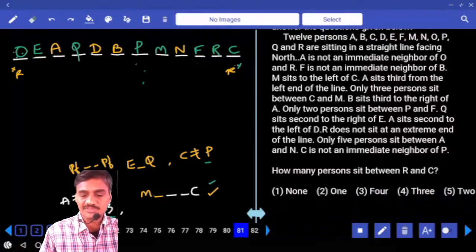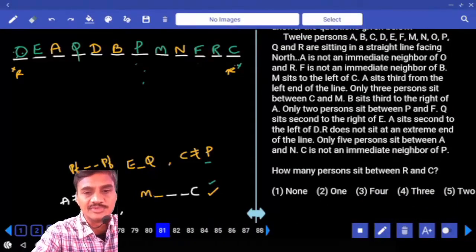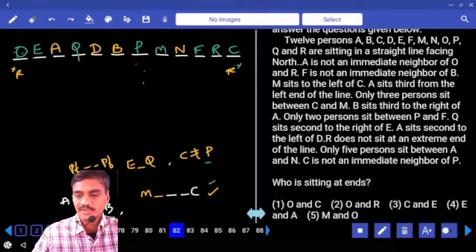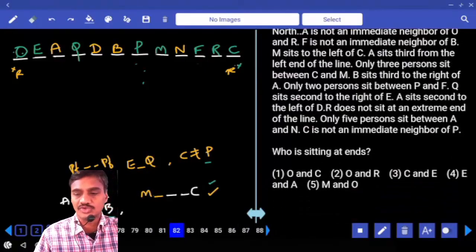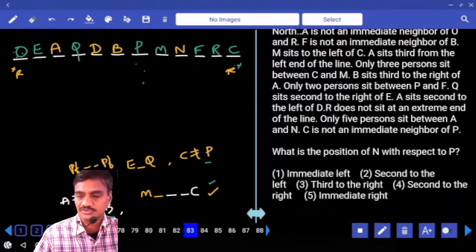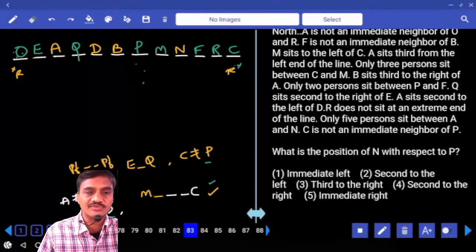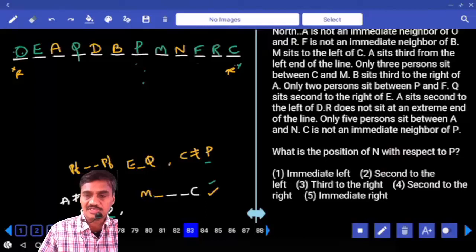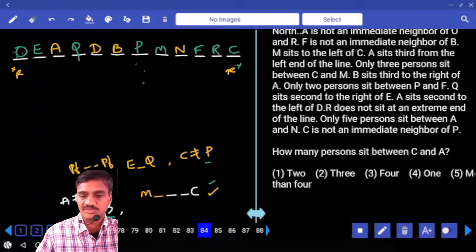Then how many persons sit between R and C? Now in between R and C, how many people? There is no person, there is none. That is choice 1, question 81. And 82, who is sitting at the ends? O and C are at the ends, that is choice 1, question 82. And what is the position of N with respect to P? N with respect to P is second to the right. Now second to the right, that is choice 4, question number 83.